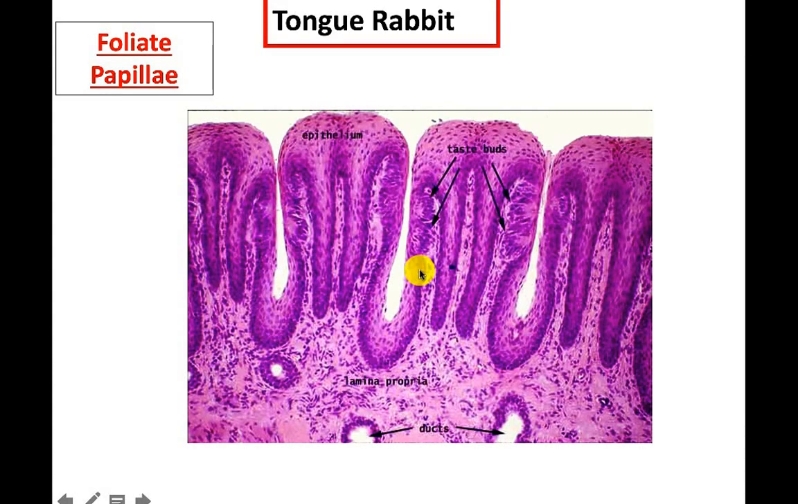These papillae are present on the lateral part of the dorsum of the tongue of the rabbit. These are the papillae foliata. Also, in the connective tissue lamina propria underneath, we have serous glands, and in the picture you can see the ducts of these glands.